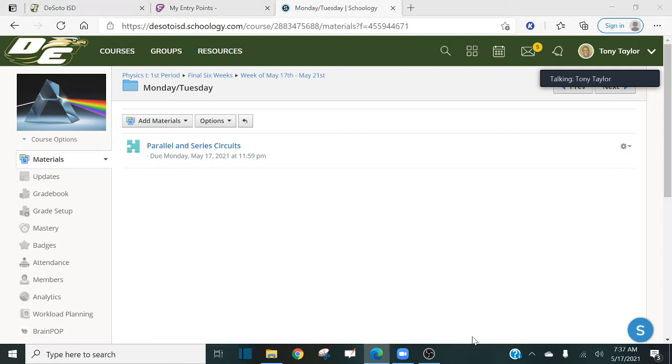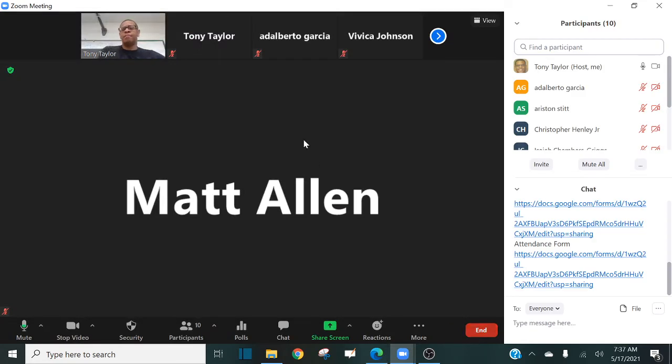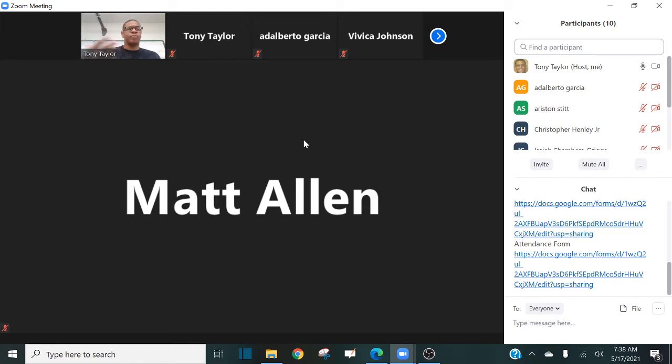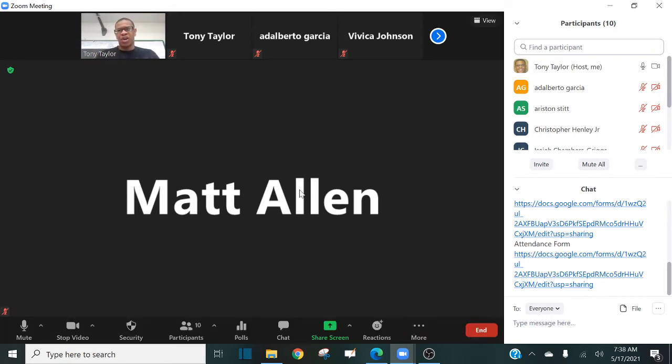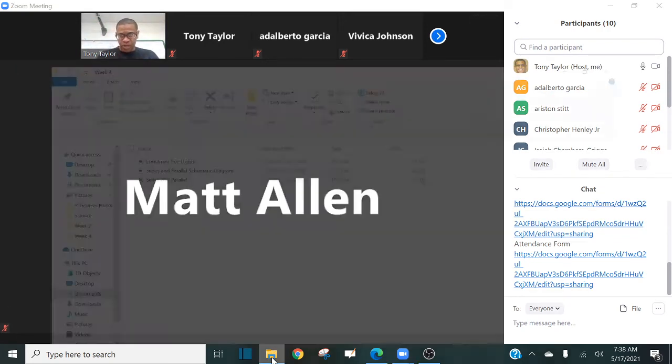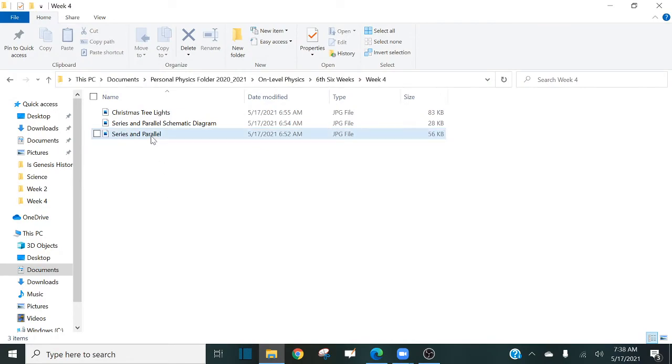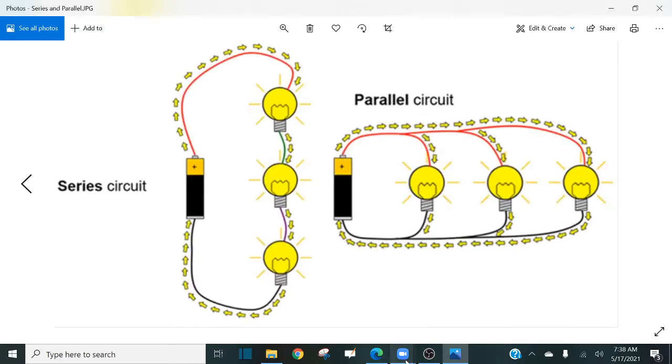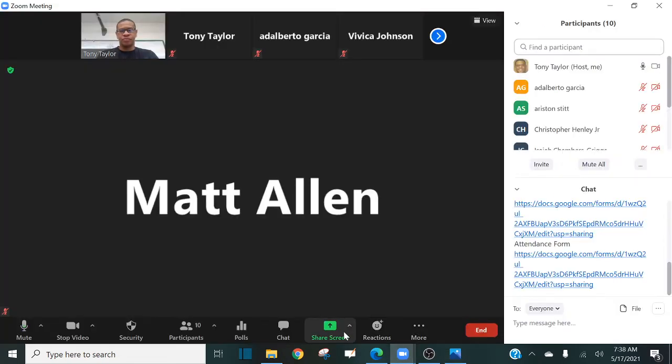Okay, so obviously we've been talking about electricity and electrical circuits. In fact, your project that you guys turned in over the weekend dealt with electricity. So we're just going to conclude this topic talking about series circuits and parallel circuits. What is a series circuit and what is a parallel circuit? Let me show you guys a diagram of the two.